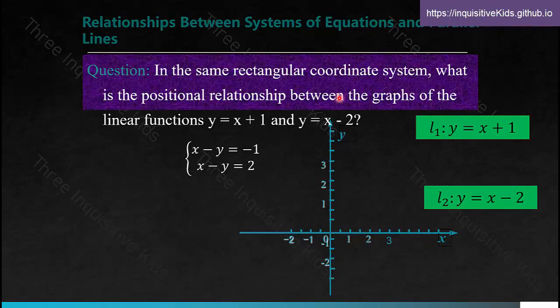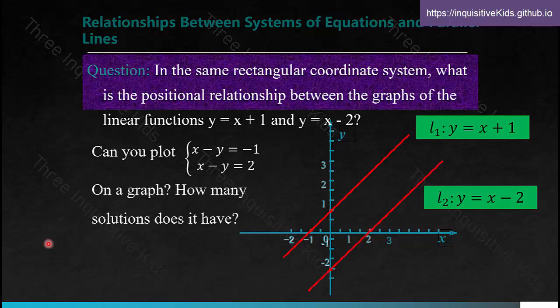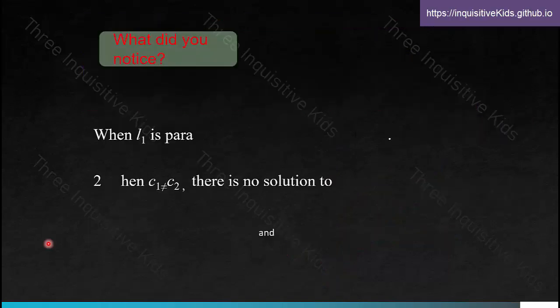Now we're at our final section of this lesson, which is relationships between systems of equations and parallel lines. In the same Cartesian coordinate system, what is the positional relationship between the graphs of the linear functions y = x + 1 and y = x - 2? Well, here we can graph. Can you plot this system of equations on a graph? How many solutions does it have? But we see that sometimes lines can be parallel, and what if they don't have any intersections?